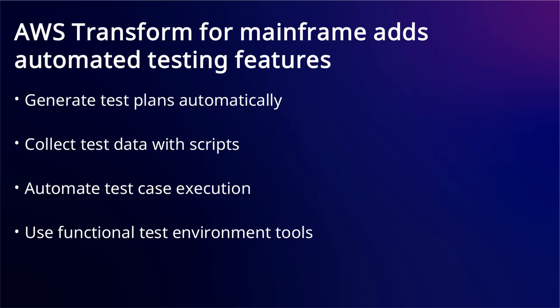You can generate test plans automatically to align on critical functional tests. Test data collection scripts help capture mainframe data efficiently. Automated test case execution enables scalable testing through environment staging and results validation. Functional test environment tools support continuous delivery and regression testing. These features reduce time and effort in testing, improve accuracy, and allow you to modernize mainframe applications with greater confidence.